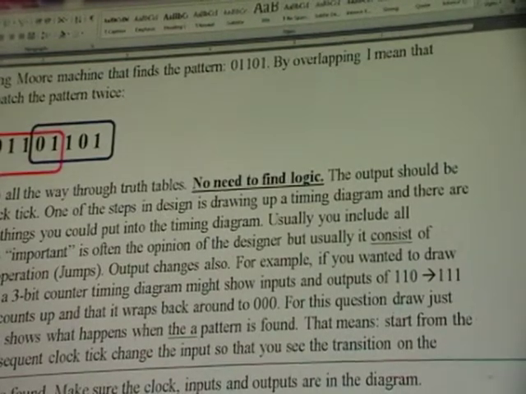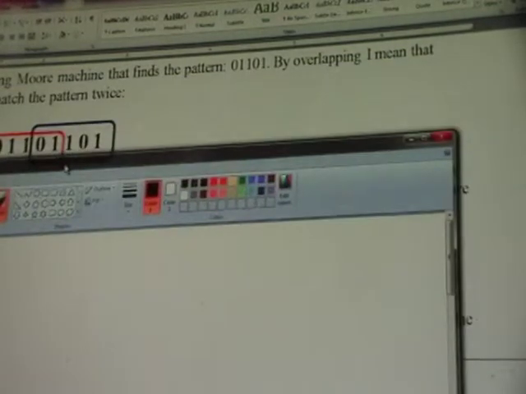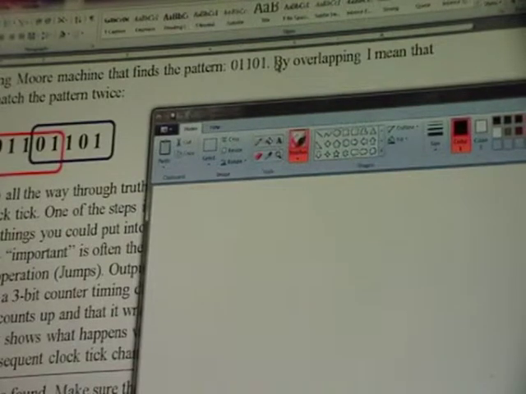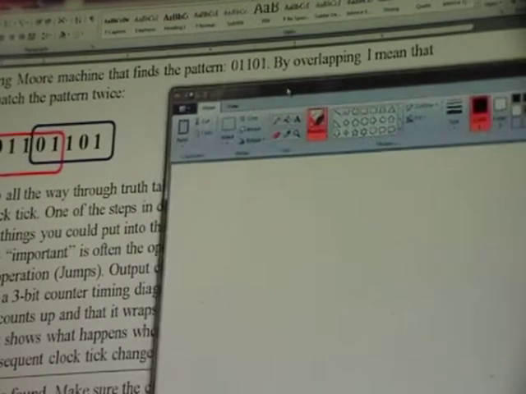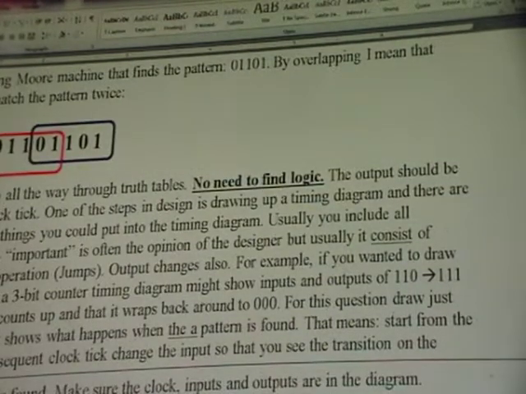Okay, so the important thing is to go through the steps. Step one is understanding the problem. So looking for a pattern that can be overlapping. Step two is the IO diagram. And one thing to notice here, do I have it written here clearly?